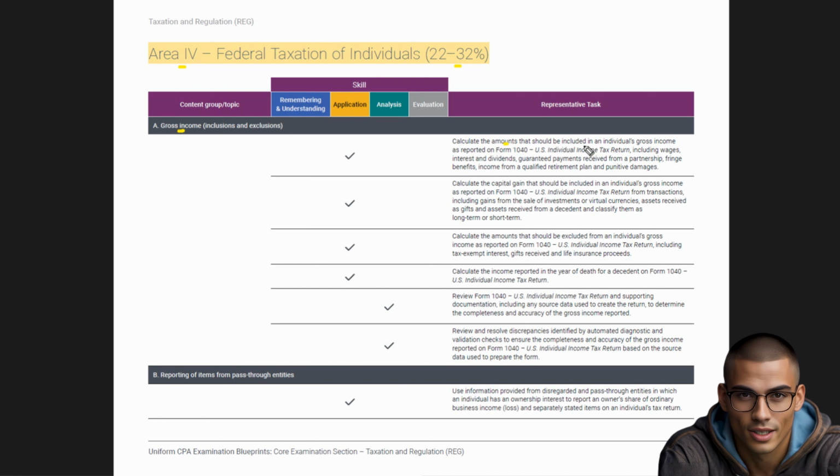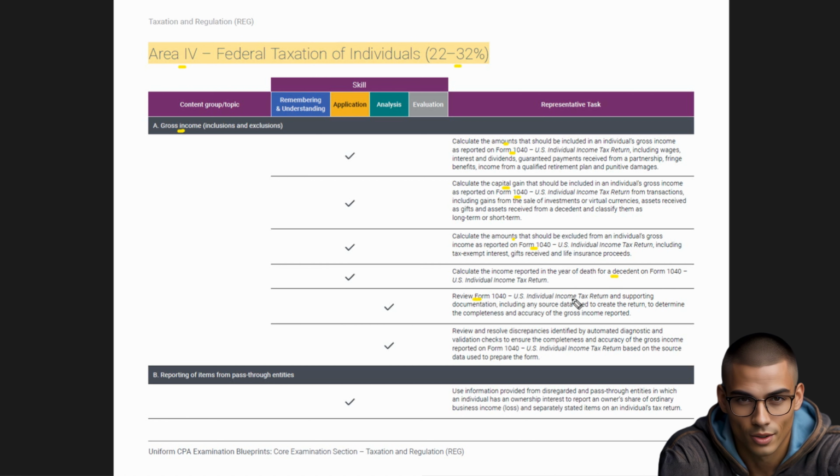So you'll need to calculate the amounts that should be included on an individual's gross income as reported on Form 1040. You'll need to be able to calculate the capital gain that should be included on an individual's gross income on the 1040. You'll need to be able to calculate the amounts that should be excluded from an individual's gross income on the 1040. You'll need to be able to calculate the income reported in the year of death for a deceased individual on the 1040.